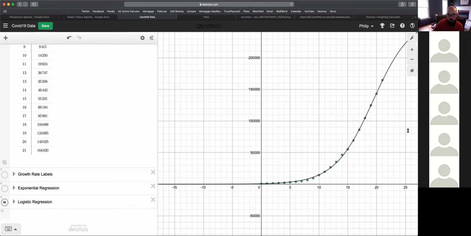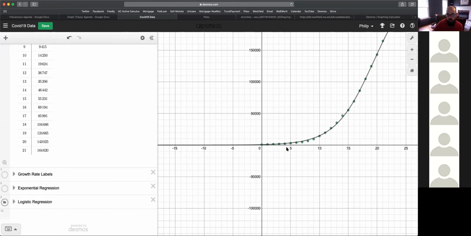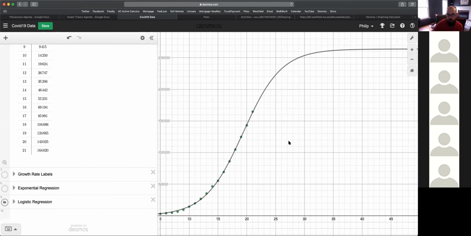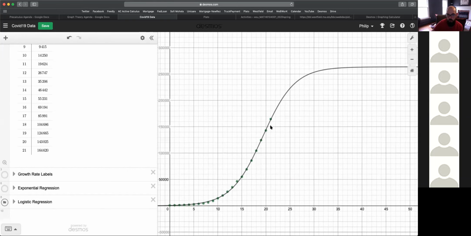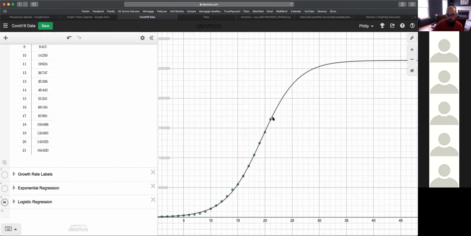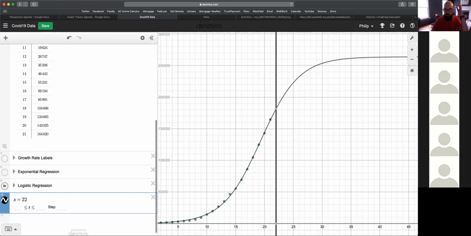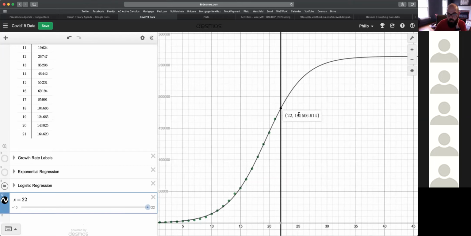So if I restrict my window just to this right here, it still has that swoop up that looks exponential, but it starts to curve down. So if we look at a logistic model, we would predict that tomorrow I wouldn't be predicting the 200-something thousand cases. This model would predict that today we have 164,000 cases, and then tomorrow the model is predicting that we'd have 181,000 cases.